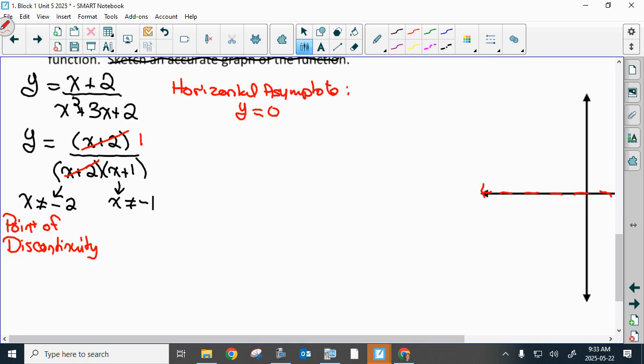Now, if everything on the top divides, it divides to make 1. Make sure you put the 1 there. Okay? So now I know that this negative 2 is going to be the x value of my point of discontinuity, but I still have to find the y value that goes with it. This is my new equation: y is equal to 1 over x plus 1. This factor stayed on the bottom. That becomes your vertical asymptote.